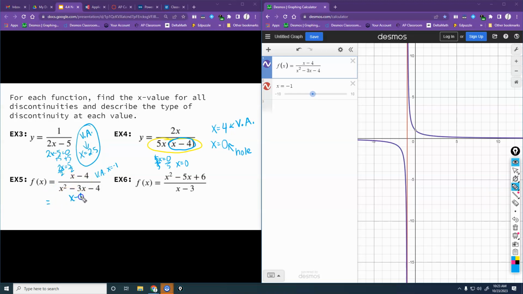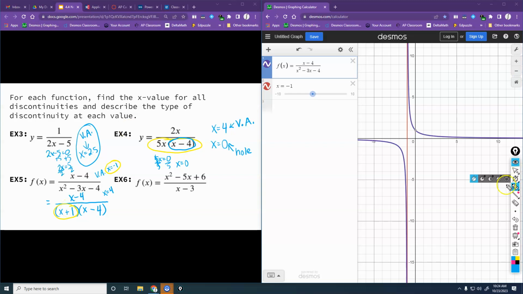So the top would stay the same. If I factor the bottom, I would have an x and an x, and I would need a plus 1 right here and a minus 4 right here, right, if I factor that. So you can see right here, you've got that x plus 1, and you had a vertical asymptote at x equals negative 1. Is there another number that would give you a 0 in the denominator? 4, right? So at x equals 4, I'll get a 0 in the denominator, but it'll also make the top 0 as well, right?